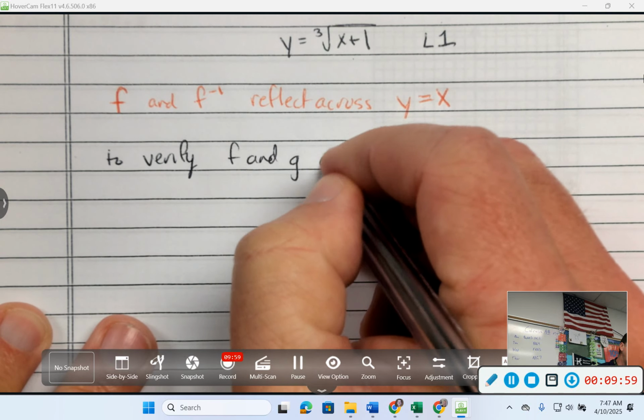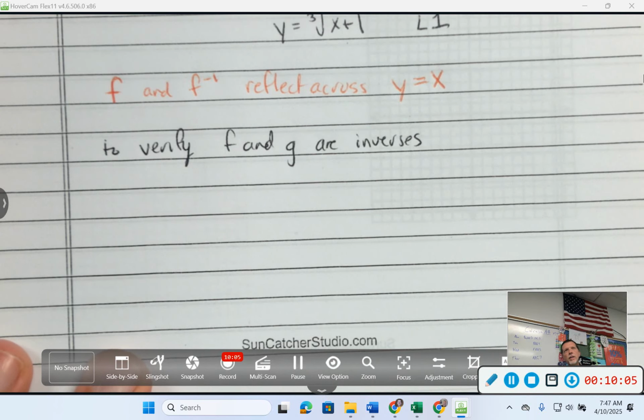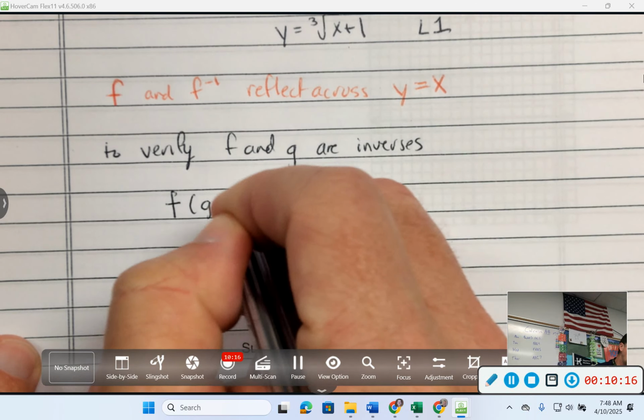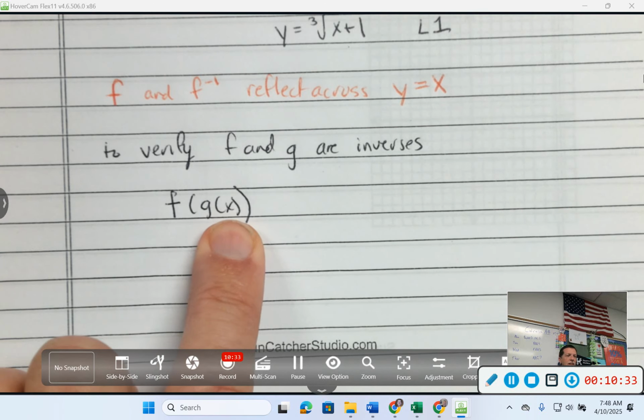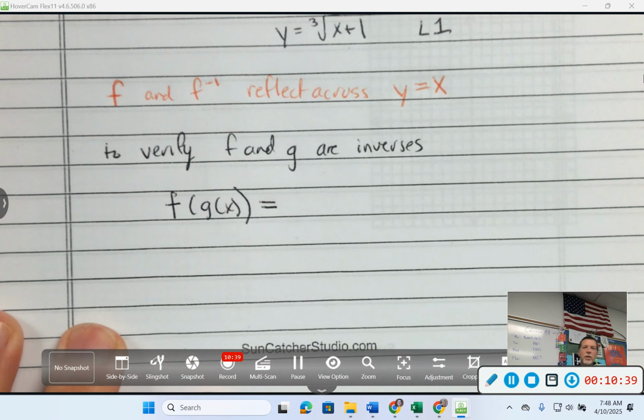To verify that f and g are inverses. Here we think about inverses as like undoing things, like inverse, reverse, undo. So if I take f of g of x, so we plug x into g, we get some answer, we plug that answer into f. If f and g are inverses of each other, if they undo each other, then whatever we plug in, g does something, f undoes something, and what would our output be? X.